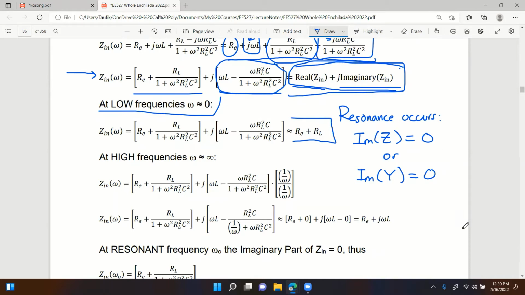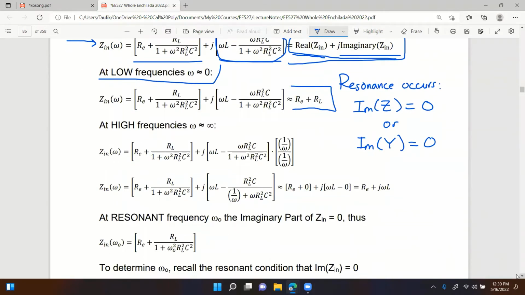Okay. Any question on that one? So that's what happens at low frequencies. Does that make sense though? Well, our filter looks like this, right? Our filter looks like, oops.